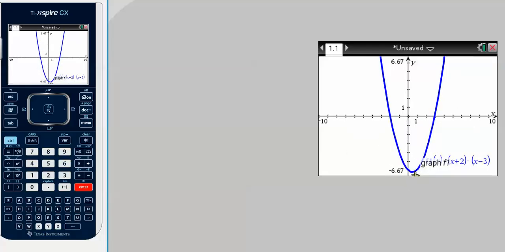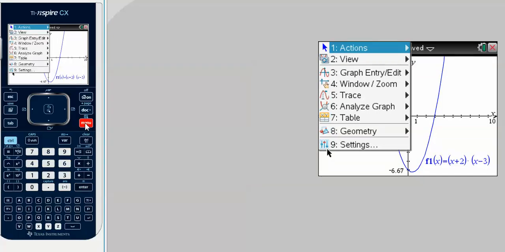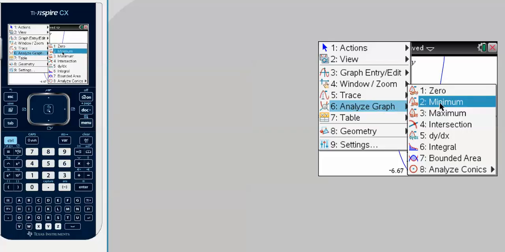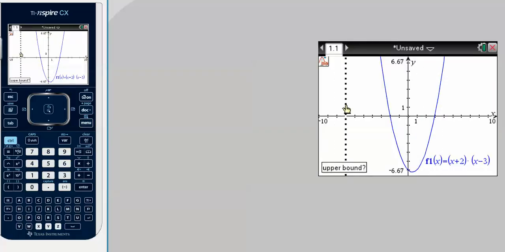But it's all here, and if you look at it, this time it's actually going to have a minimum. Alright, so to calculate what that minimum is, we go to Menu, Analyze Graph, and in this case it's going to be Minimum. We're going to click on the left, we're going to click on the right, and it's going to pop up right there with the minimum at 0.5 and negative 6.25. Alright, so that's how we find the maximum or minimum for a graph.